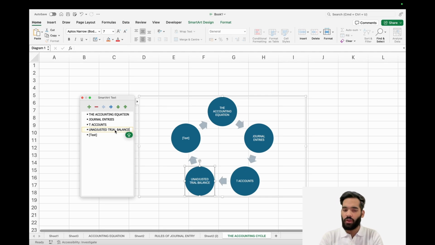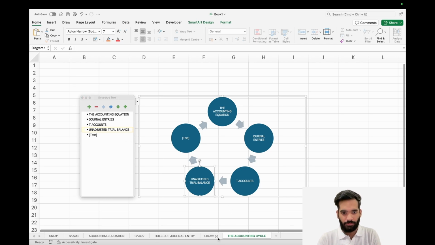Now you might be wondering, what do we mean by unadjusted? For now, don't worry about it. Let's just learn how to do the trial balance, and then when we move on to the next part of the accounting cycle, you'll understand why we called this an unadjusted trial balance.